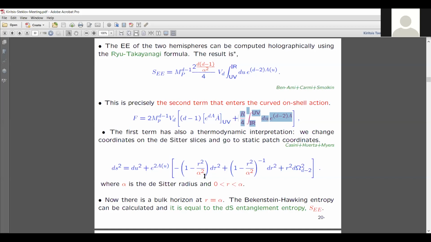This enters also into the bulk. And because now you have a horizon in the holographic solution, there is a standard Bekenstein-Hawking entropy that can be calculated from the usual formula. And it turns out to be equal to the de Sitter entanglement entropy I showed before. This was known, in fact, for CFTs, but this is valid also for general quantum field theories.